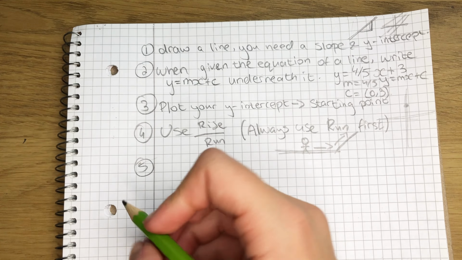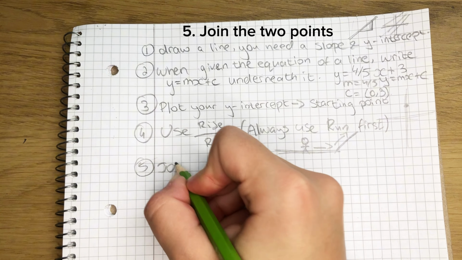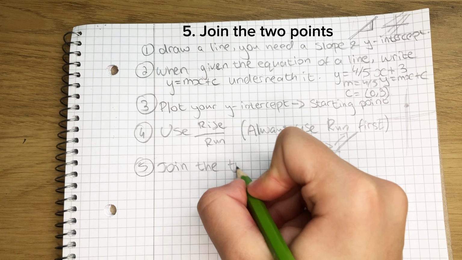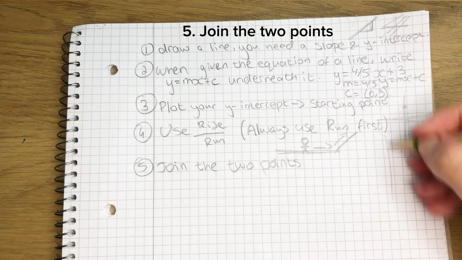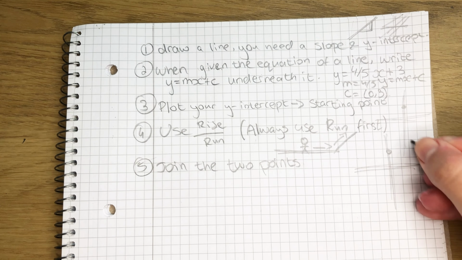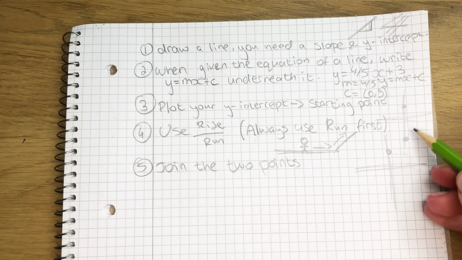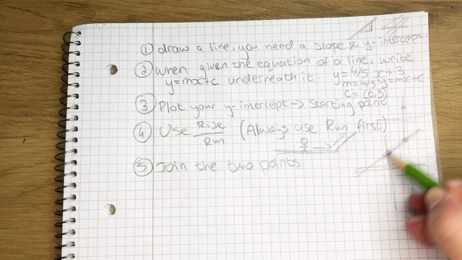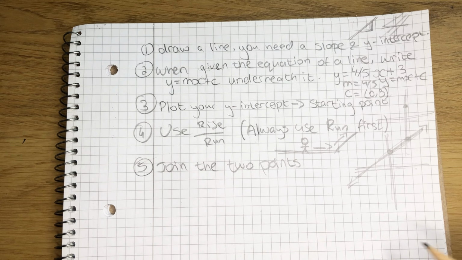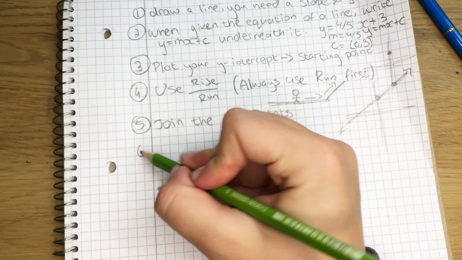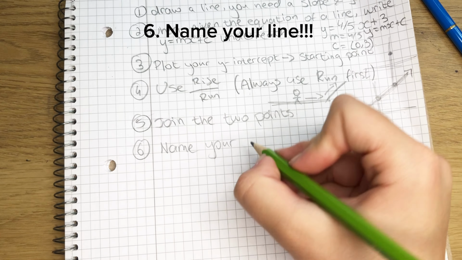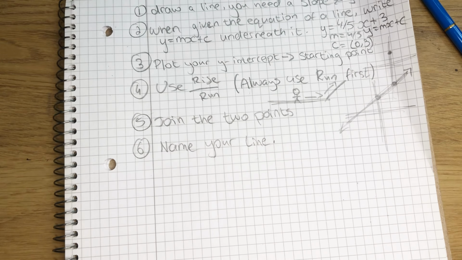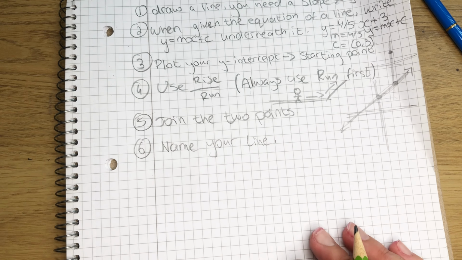Step 5. Then simply join the 2 points. That really is all it is. Here's your y-intercept. There we figured out that's the slope. We go up. Okay. Then we draw a line. And that's our line. And then at the end, I would say name your line, because again, it needs a name. It's just sad if it doesn't.